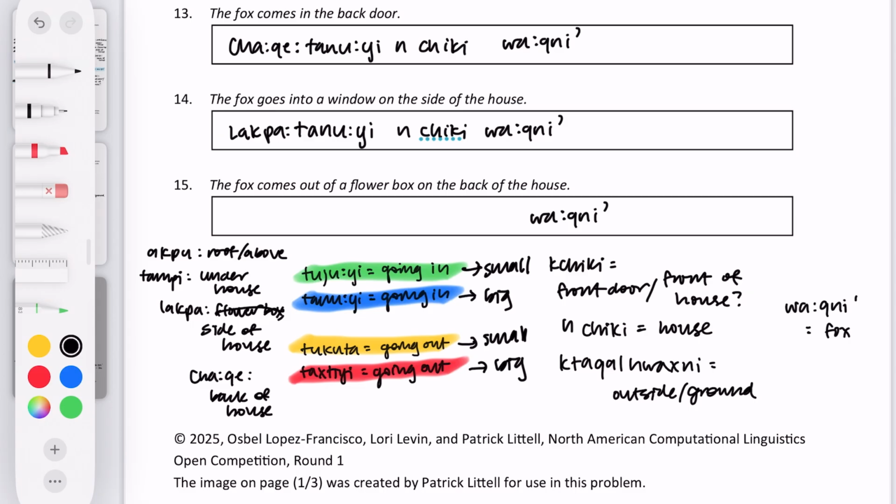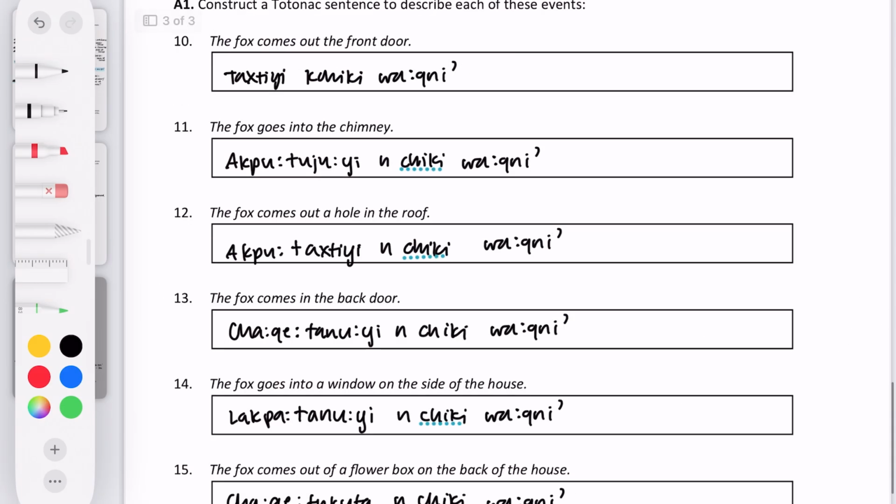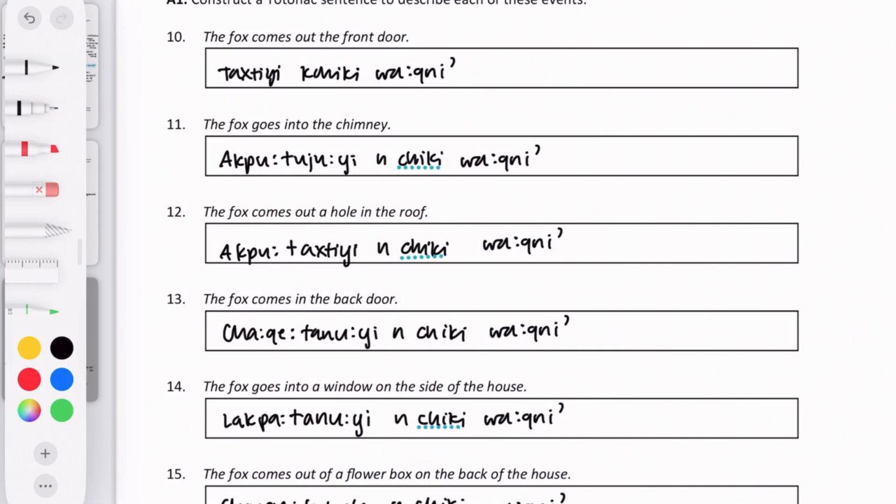Okay, and then finally, we're going to be looking at a fox coming out of a flower box on the back of the house. And again, we see that we have chakwe coming up again for back of the house, so we're going to be using that. For the verb, the fox is coming out, so we're going to be using one of these two words. And he's coming out of a flower box, which is like a small enclosed space. We're going to be using tukuta. And of course, these two. And yeah, that's the full problem.